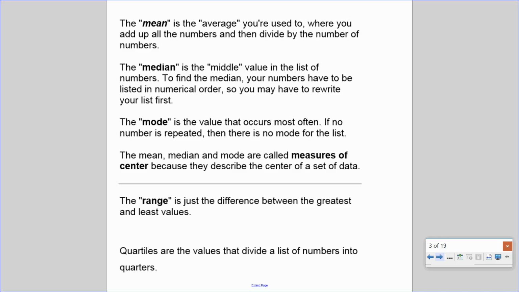So once again, if you understand mean, median, mode, and range, then this will be extremely easy. Mean is the average where you add up all the numbers and divide by how many numbers there are. Median is the middle value when you put them from least to greatest. Mode is the most common, most repeated value. And range is the spread, the difference between the lowest and the highest. So we're going to be learning something like quartiles, which are values that divide a list of numbers into quarters.